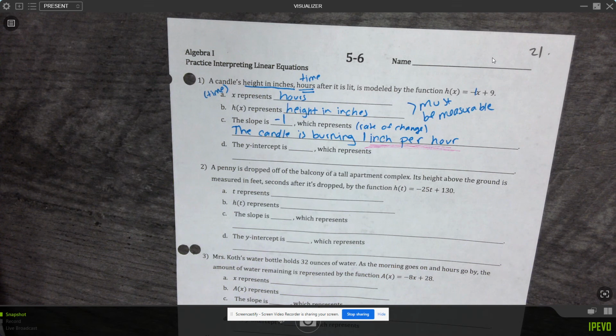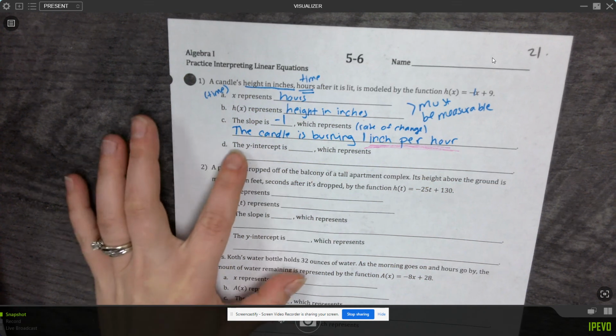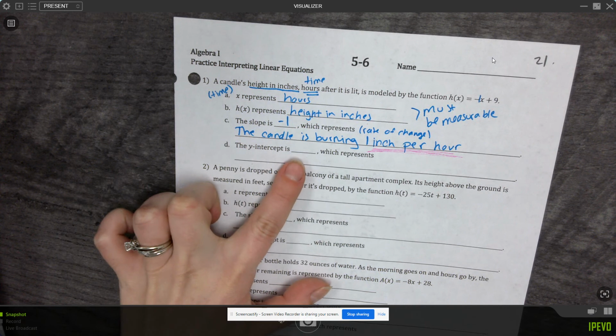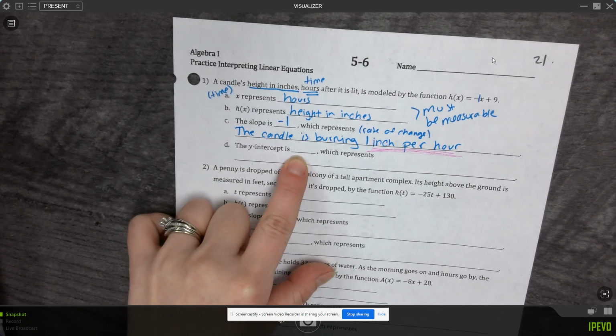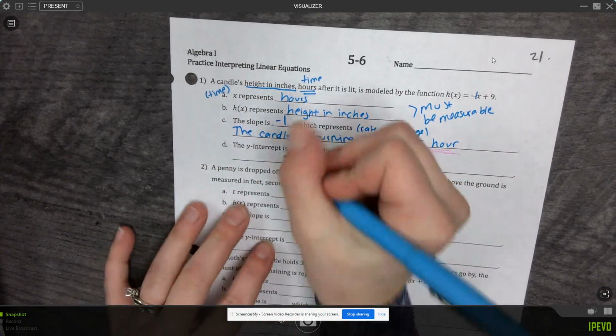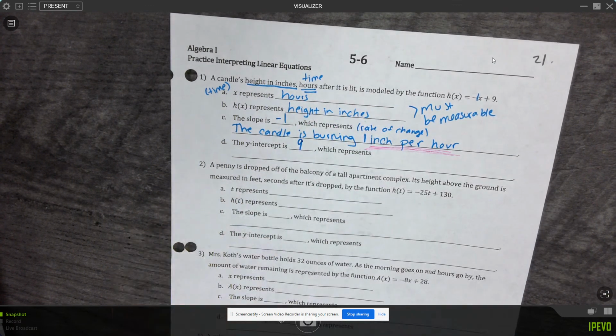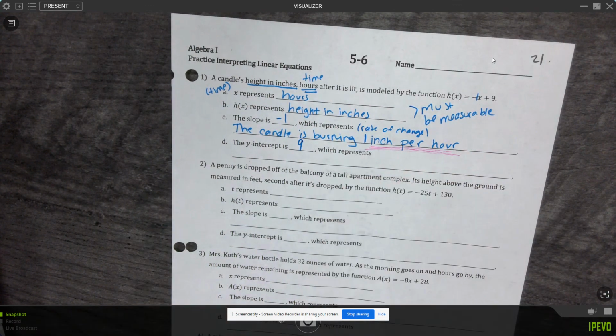If your slope was positive, you would need a word to say it's increasing. Something is growing 1 inch per hour, like a plant. Maybe it was a plant and not a candle, and it is growing 1 inch per hour or whatever it might be. And the last part is your y-intercept, which once again, you're going to start with the number, which is your constant, which is the 9. And it is a positive 9, so we're going to just put 9. Make sure if that was a minus 9, you'd have a negative.